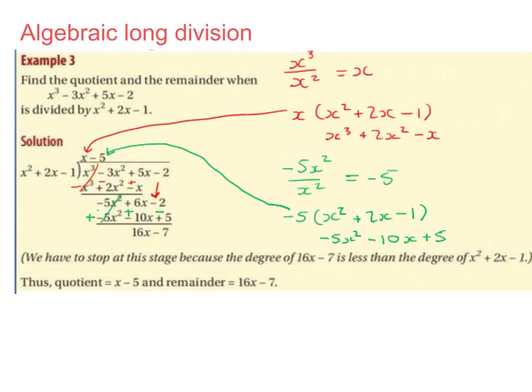The x cubes cancel out. Minus 3x squared minus 2x squared is minus 5x squared. 5x plus x is going to be 6x. And then we bring down the minus 2.